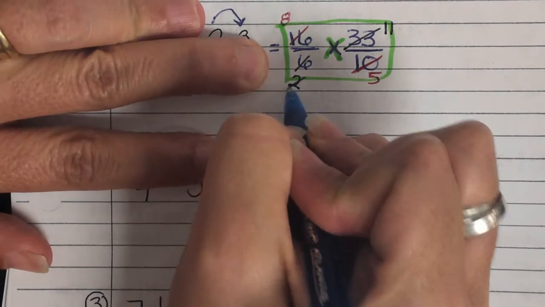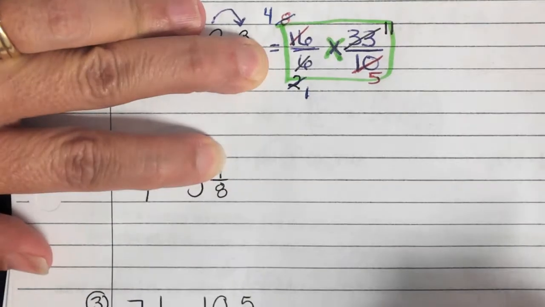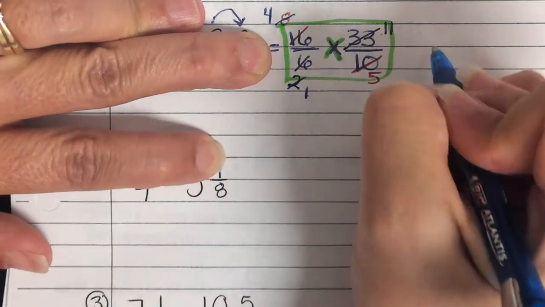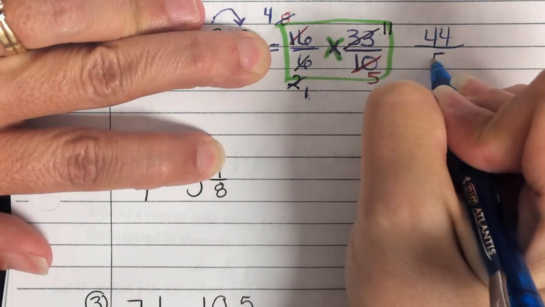2 goes into 2 once. 2 goes into 8, 4. Now I can multiply straight across. 4 times 11. 1 times 5 is 5.